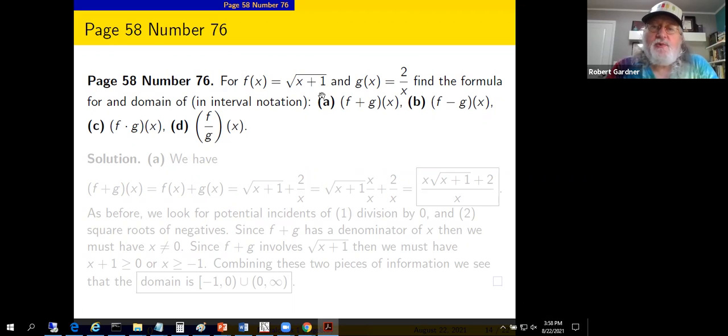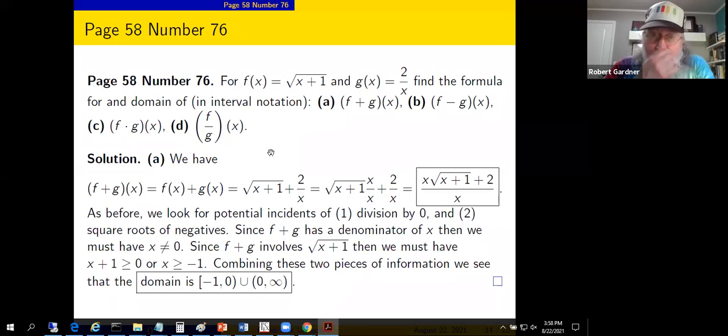Suppose f of x is the square root of x plus 1 and g of x is 2 over x. Find the formula for and the domain in interval notation of f plus g of x, f minus g of x, f times g of x, and f divided by g of x. Part A, they want the sum. F plus g of x by definition is f of x plus g of x.